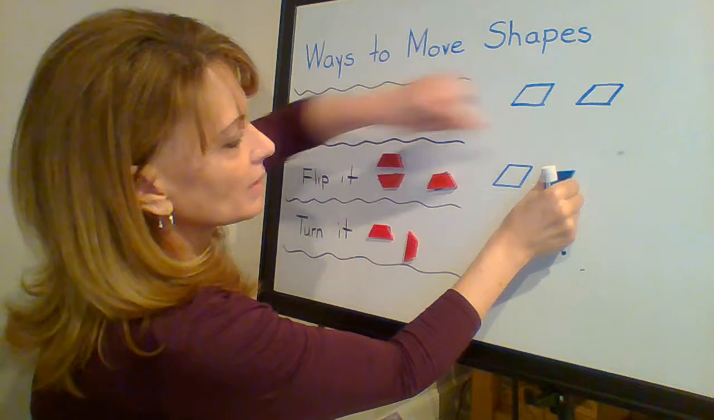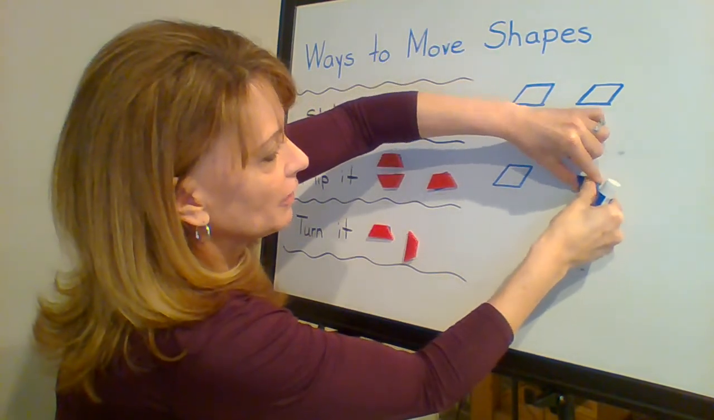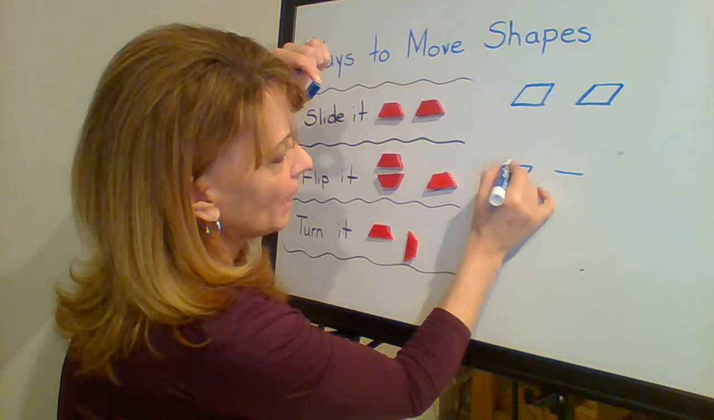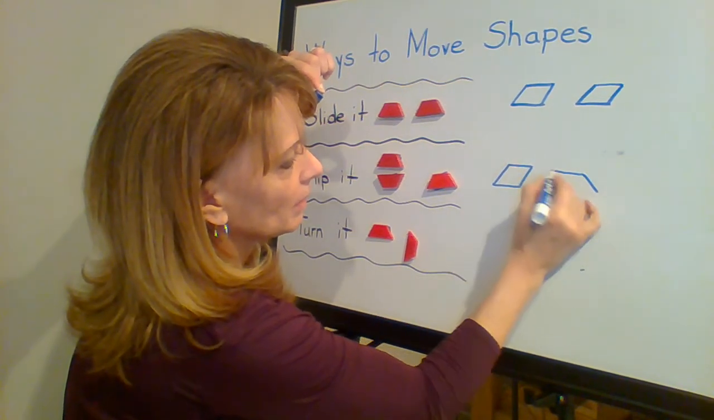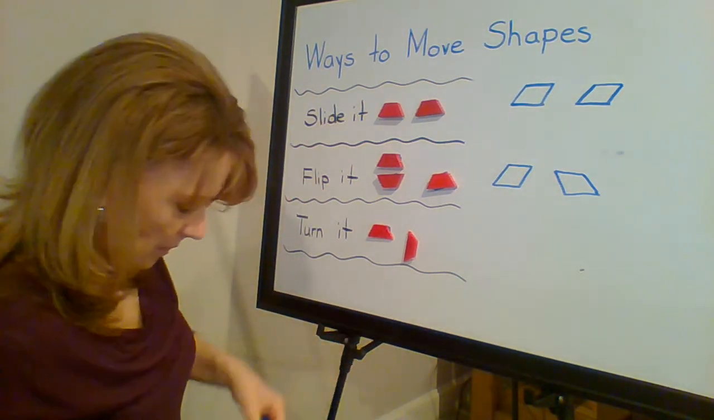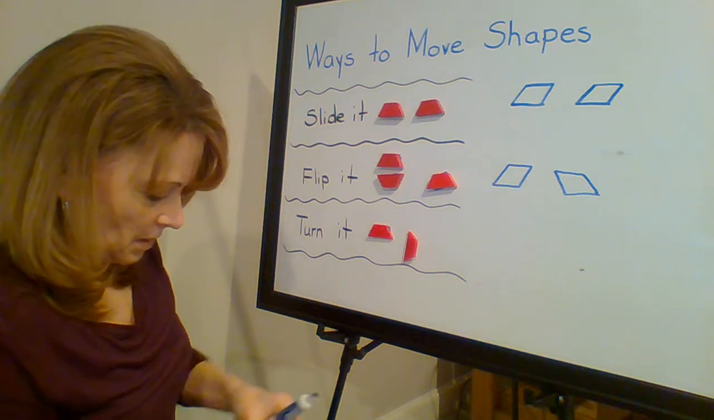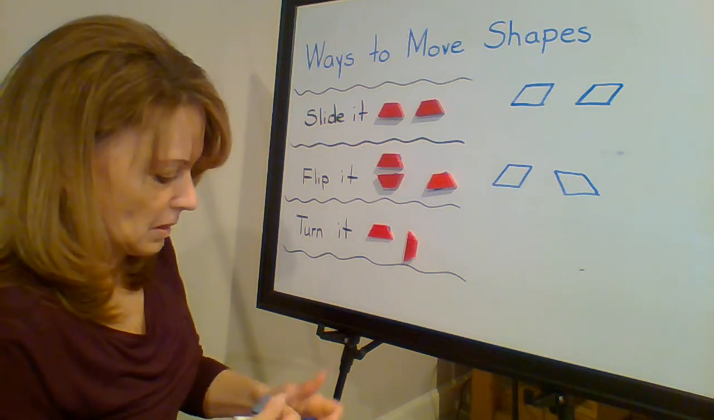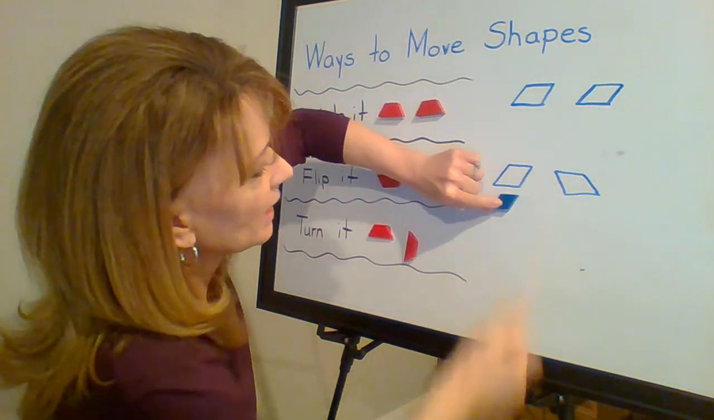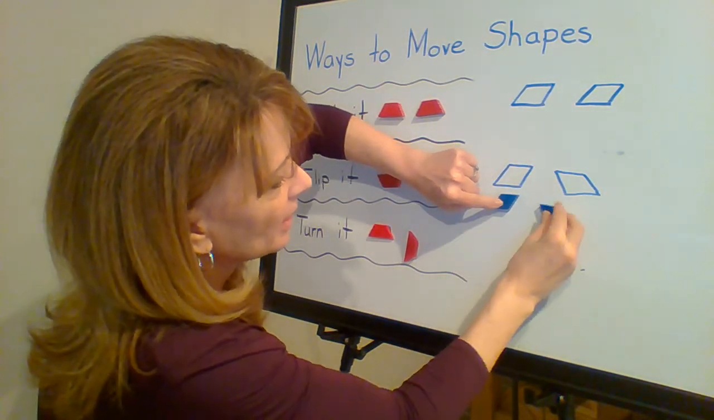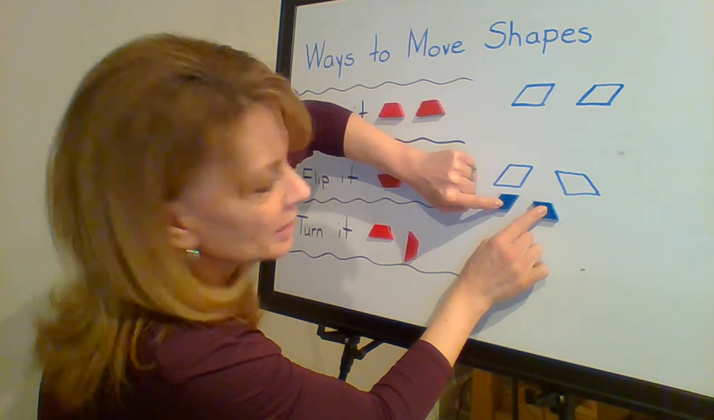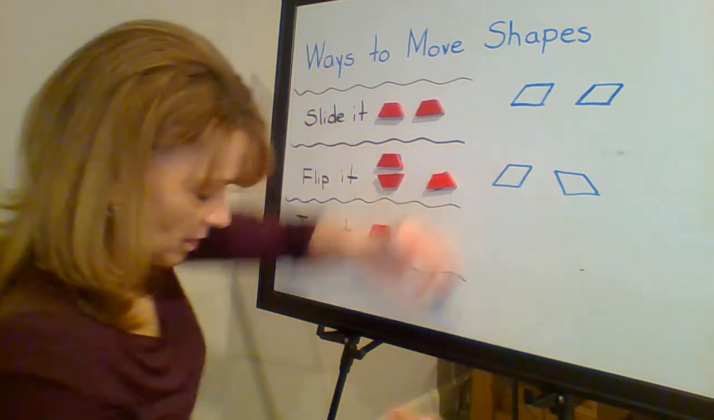So if it looks like this, and I flip it, then what's going to happen is, do you see how these come back? They're going to go the other way. So if this is leaning this way, it's leaning back. Now it's going to lean forward. Do you see that? Good job.